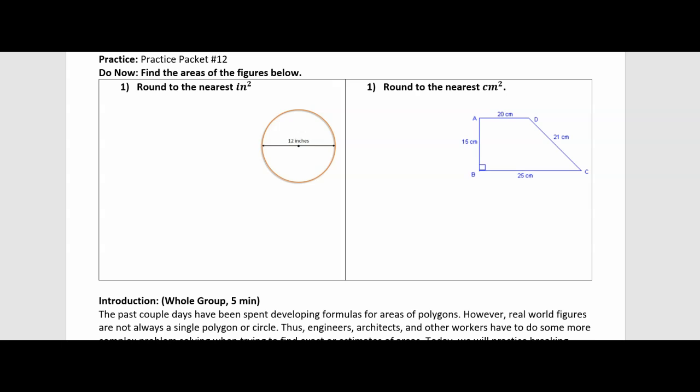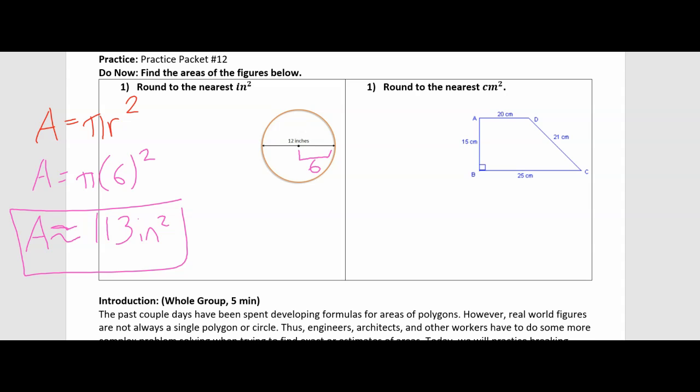Okay, so the first one, circle. We know that the area of a circle is pi r squared. Here we just have to be careful. The radius here is 6, not 12. 12 is the diameter. So area is equal to pi times 6 squared. It does say to round to the nearest square inch. So the area is approximately equal to 113 inches squared, or square inches.